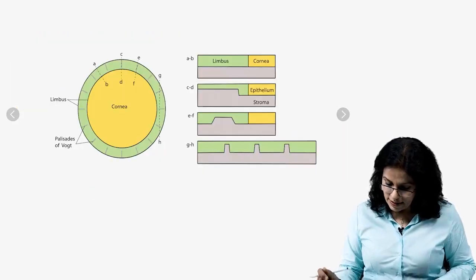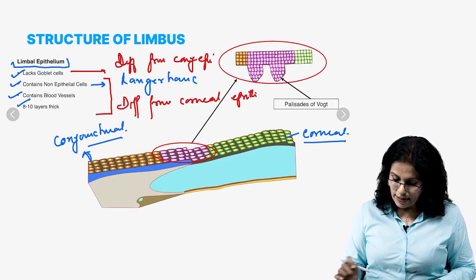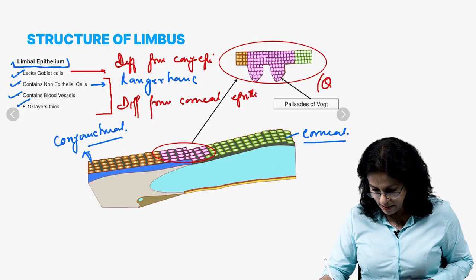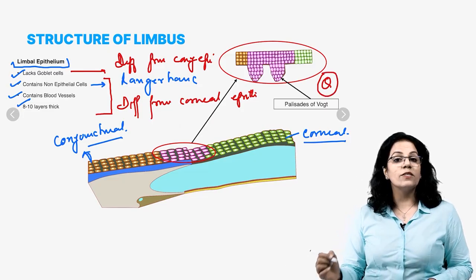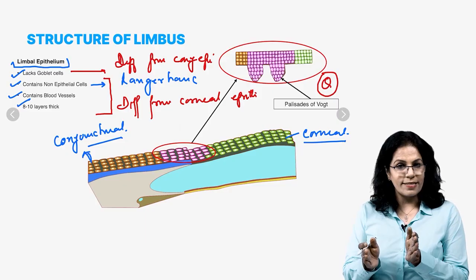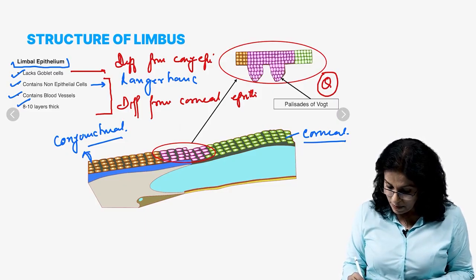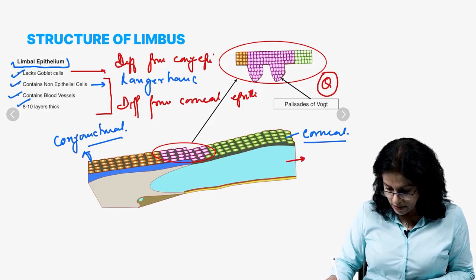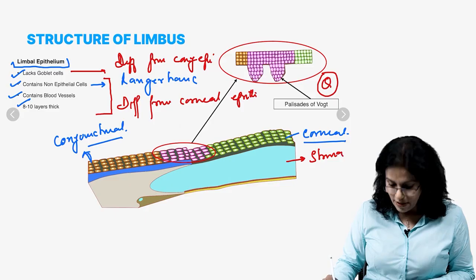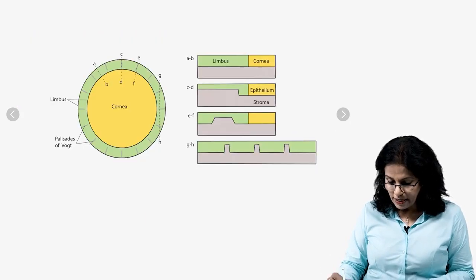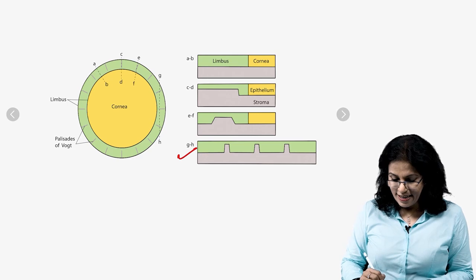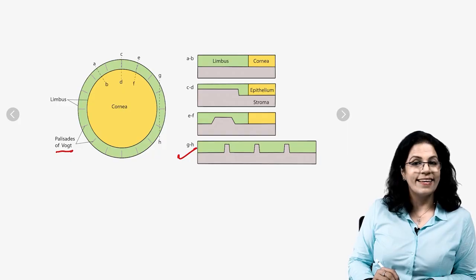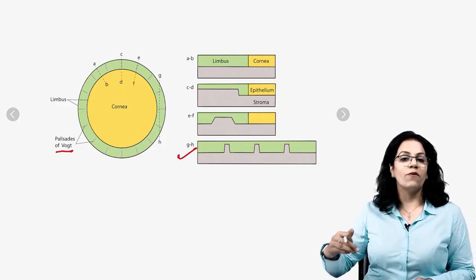Next thing that we will learn, okay, go back here. What are these? How can we forget this? Make a cue. This is what is called the palisades of Vogt. So once you know what the limbal epithelium is, this limbal epithelium is going to dip into the corneal stroma. This is the corneal stroma. Okay, and it looks something like this. Or if you see here, this is how it will look radially like this. This is what the palisades of Vogt are.